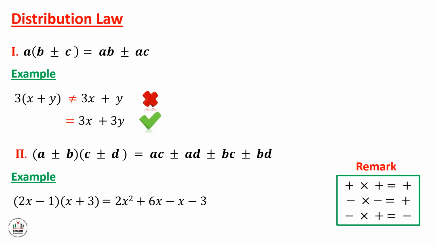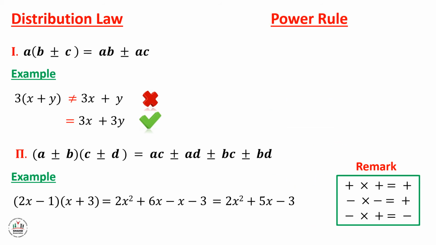Now we collect the like terms with each other. So we have 2x squared, plus we have 6x minus x. They both have the same variable, which is x. So 6x minus x equals 5x, minus 3.